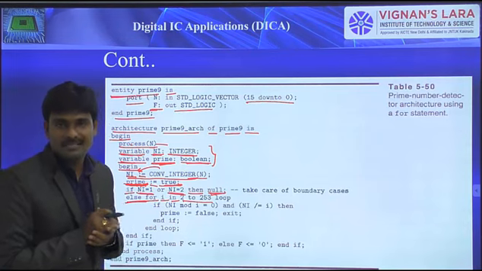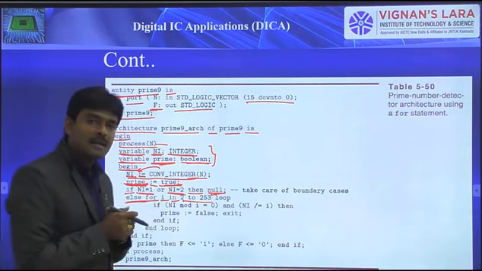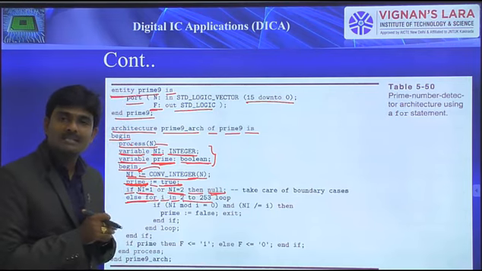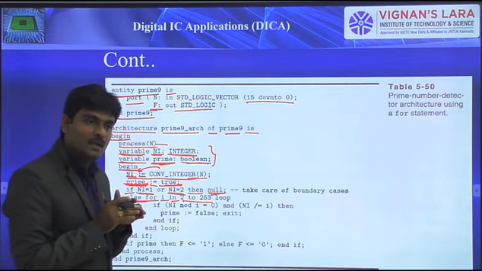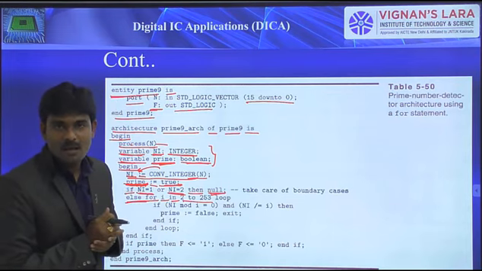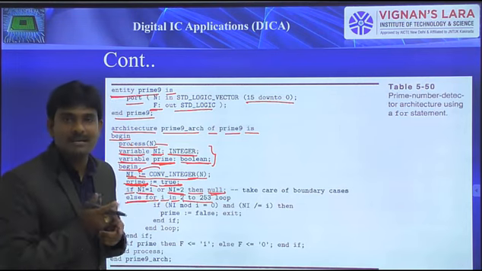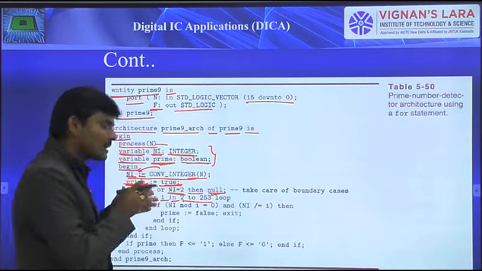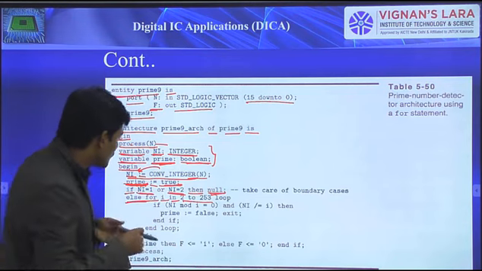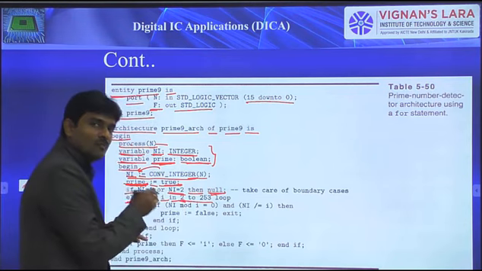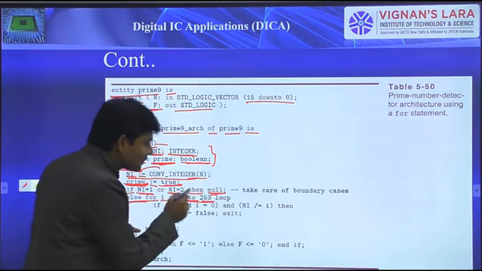Anyway, 1 we should not consider, because the value will be divisible by 1. How can we say a number is a prime number? It needs to have only 2 factors: one is 1, another one is that number itself. If that particular number has only those 2 factors, then we can say it is a prime number. So because of that, we didn't consider 1, and we started the loop with 2. Then 2 to 253.